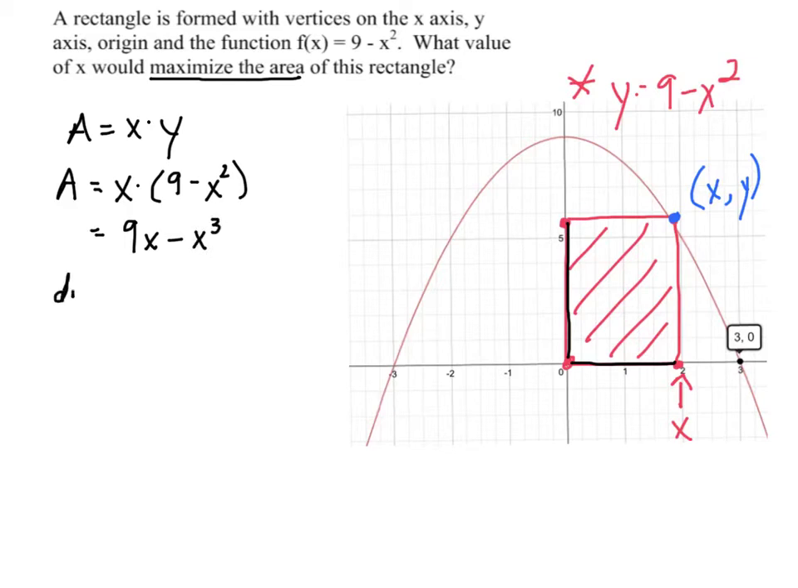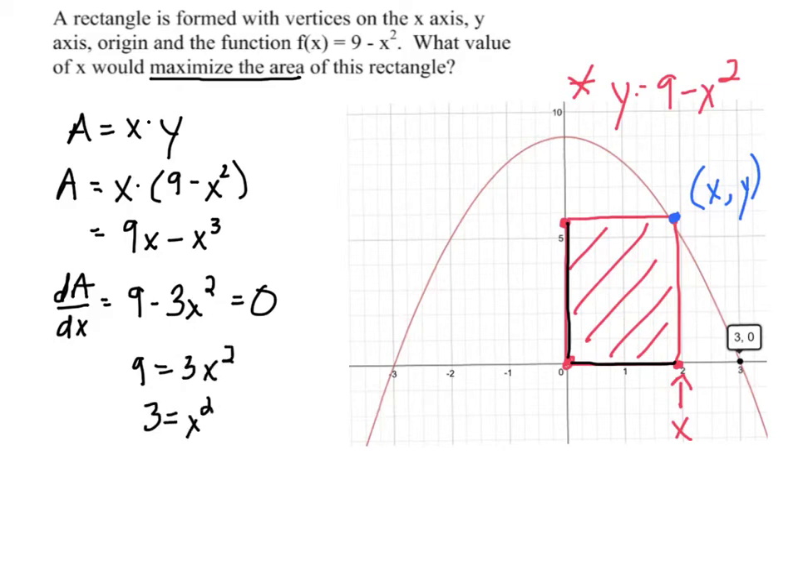So the derivative, dA/dx, is 9 minus 3x squared. Of course, we're setting that equal to 0. So 9 equals 3x squared. So 3 equals x squared. So x is the square root of 3.